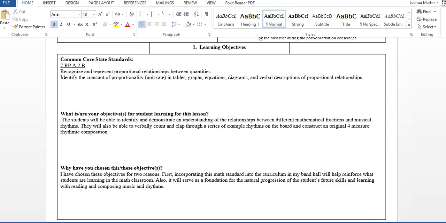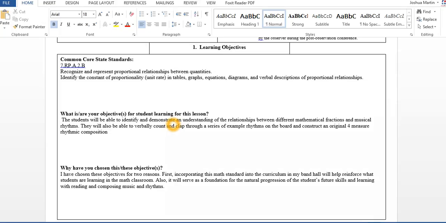The Common Core state standard chosen for this lesson is 7.RP.A.2.B. That means it's for 7th grade under the heading of ratios and proportional relationships. It says it is to recognize and represent proportional relationships between quantities, identify the constant of proportionality in tables, graphs, equations, diagrams, and verbal descriptions of proportional relationships.